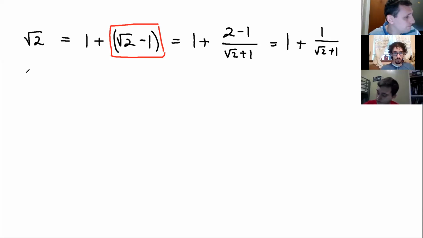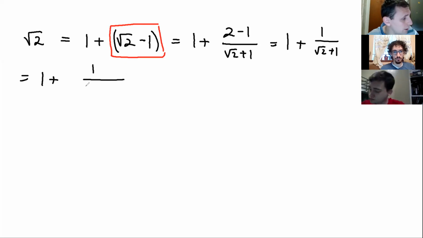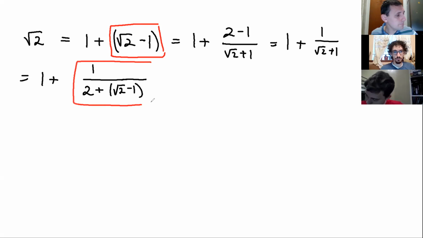Now look what I can do. This is 1 plus 1 over, I can make it look like this expression. I can write it as 2 plus root 2 minus 1. Still, it seems that I have done nothing, but look at this red box. This red box is equal to this entire thing. But it's also equal to this thing. Now I can take this full thing and plug it in here. And look what I get.